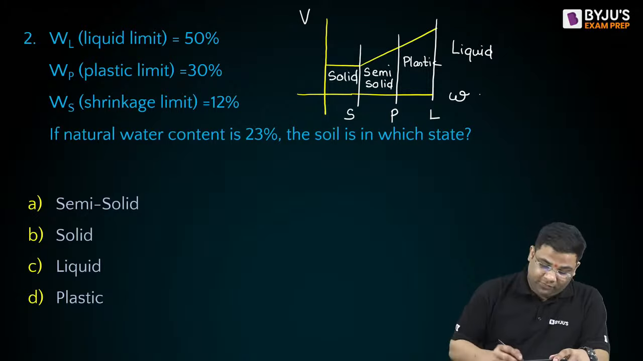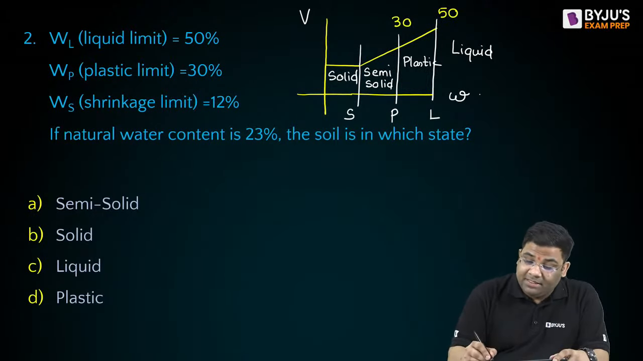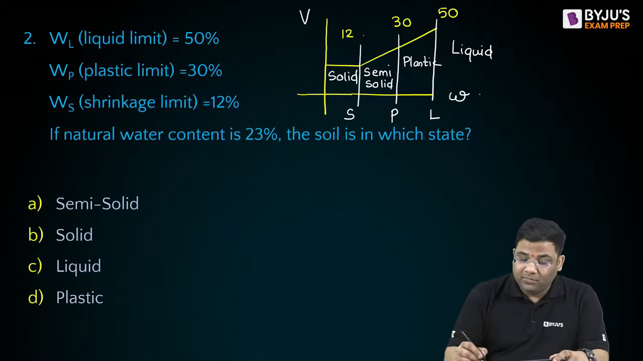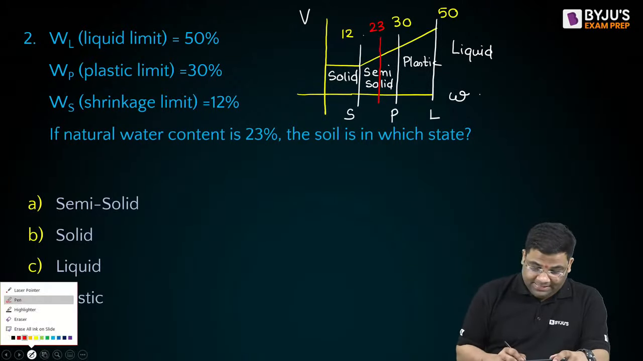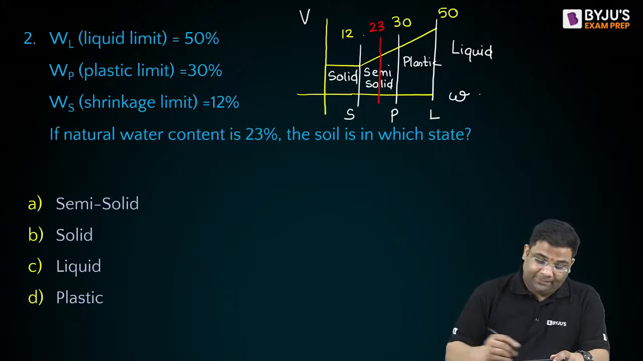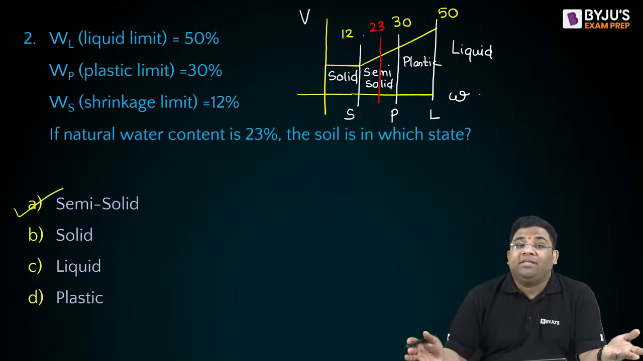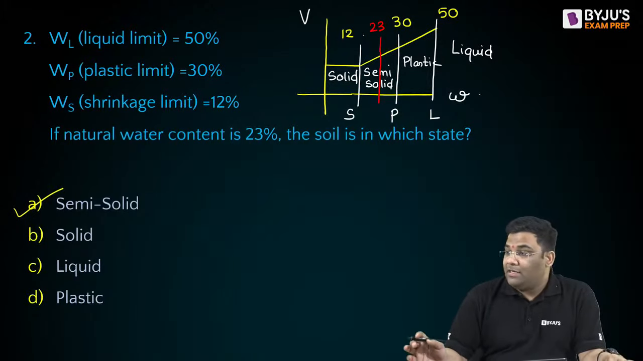Now, in this question, the liquid limit is given as 50%, the plastic limit is 30%, and the shrinkage limit is 12%. Your water content is somewhere here, 23%, right? So it is lying between what? Your shrinkage and plastic limits. So this is semi-solid. Such objectives are asked a lot in HPCL or any PSU examination, SSC JE, or GATE for 1 mark. Let us solve the next question.